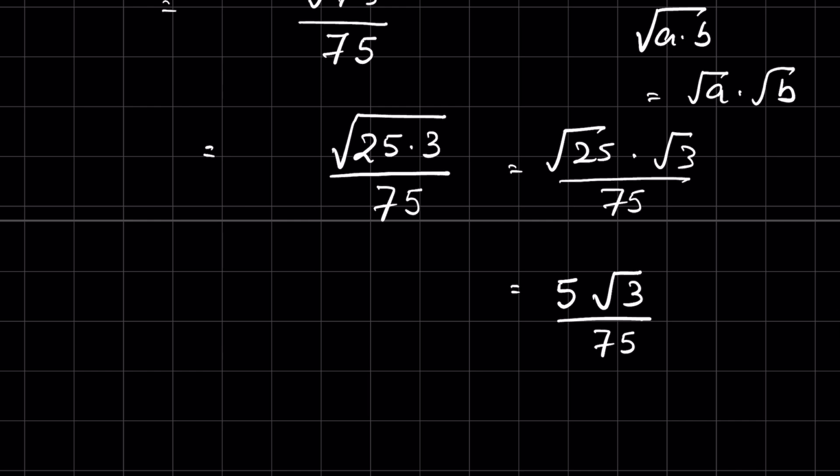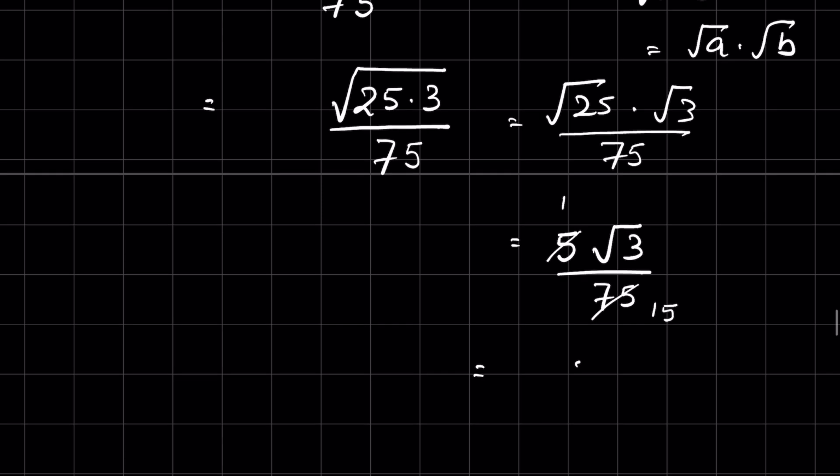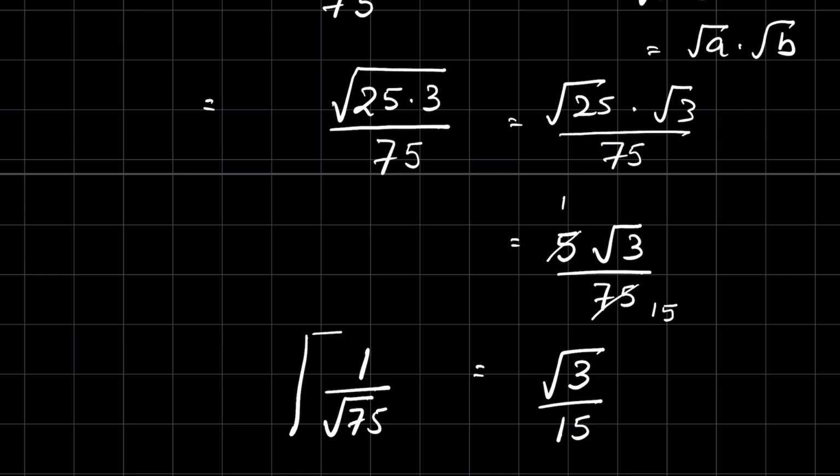Now we can divide 75 by 5. 15 times 5 is 75 and 5 times 1 is 5. So 5 times 1 is 5 and 5 times 15 is 75. So this is square root of 3 upon 15. That means 1 upon square root of 75 is equal to square root of 3 upon 15.